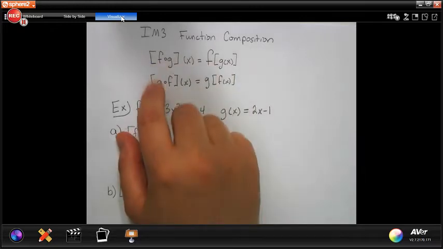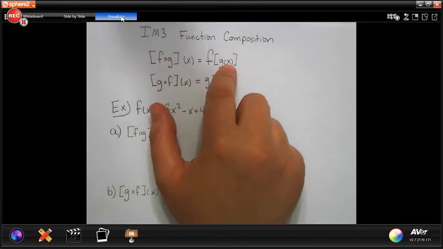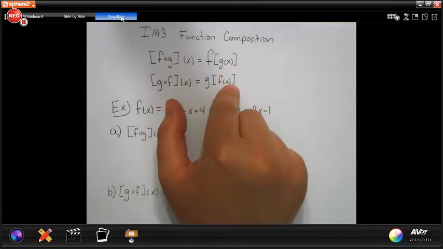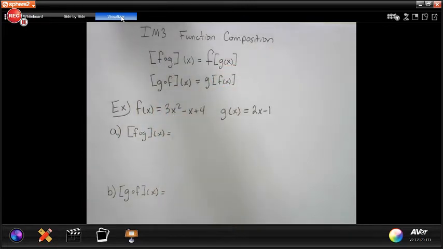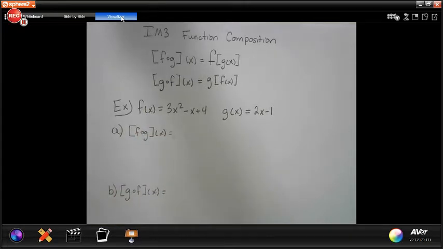Whatever function is first is the outside function. Whatever function is second goes inside the variable for, it's like the plug-in, basically, for the first function. Okay, so you're going to have some problems where you just find f of g and g of f, or if it's h of g, whatever functions are labeled, because they could be labeled with any letters, not just f and g.